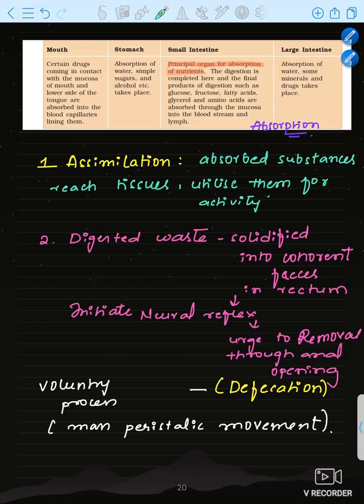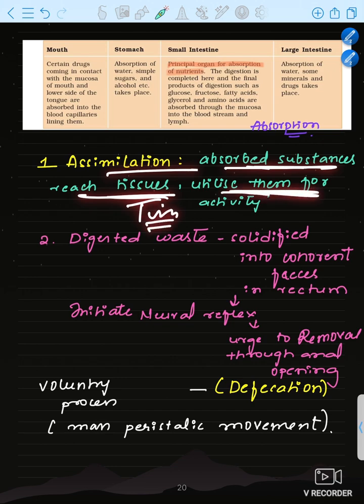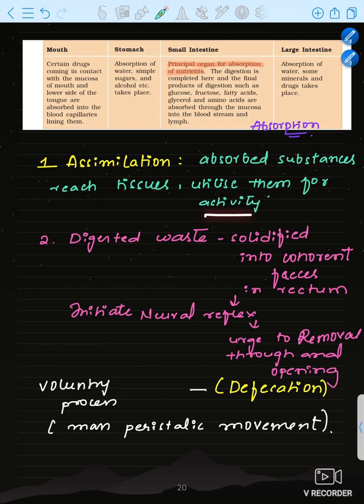Okay, one more small thing, assimilation. What is assimilation? The substances which are absorbed and released into the blood reach the tissue. Here it reaches the tissue and the tissue utilizes the absorbed substances for its activity. It is called assimilation.